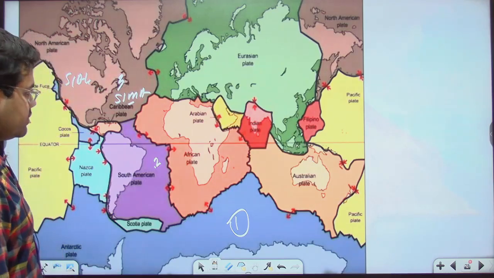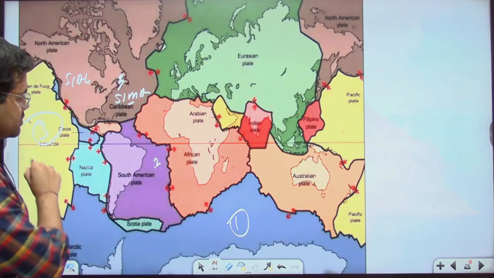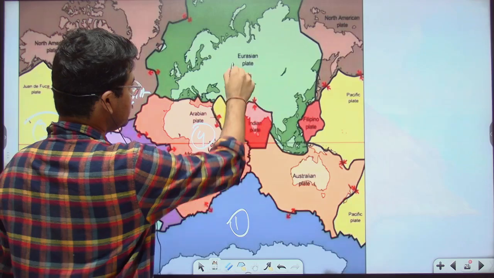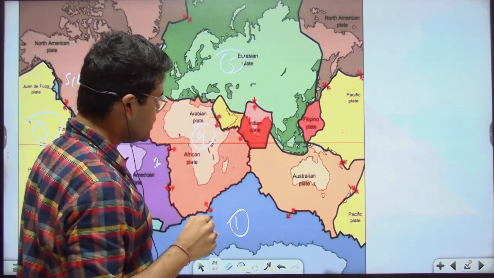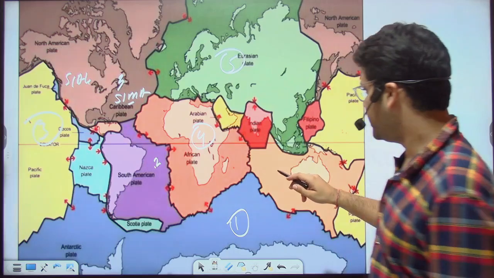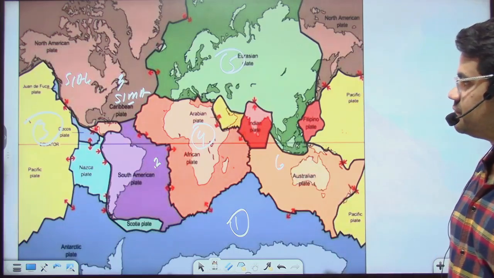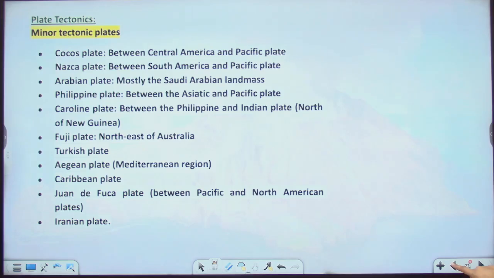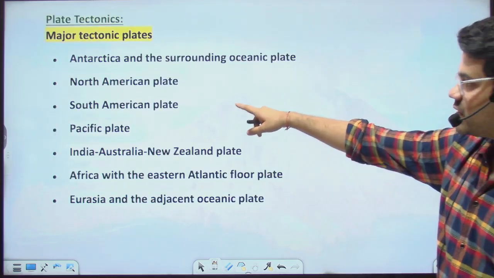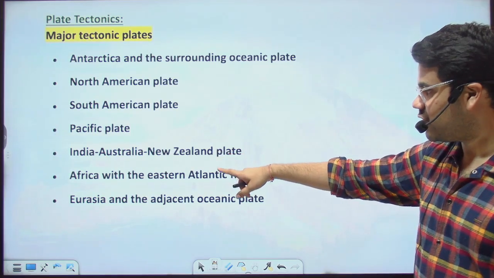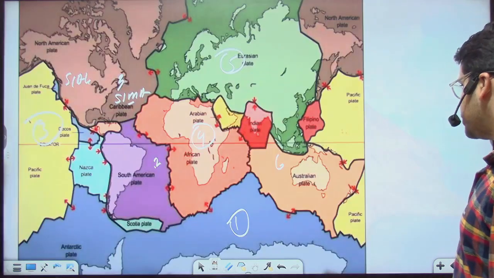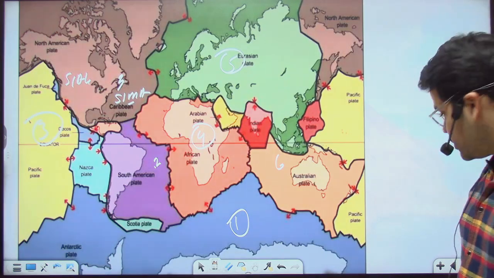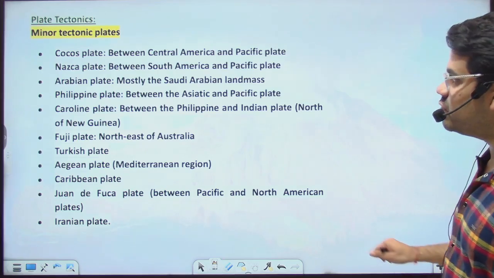The Pacific plate, the ocean, is the largest oceanic plate. African plate, fourth plate. Eurasian plate, fifth plate. Indo-Australian plate, sixth plate. So these are the prominent major plates: Antarctica, North America, South America, Pacific, Indo-Australia, Africa, and the Eurasian plate. This is the Eurasian plate. So these are the 7 major and 22 minor plates.